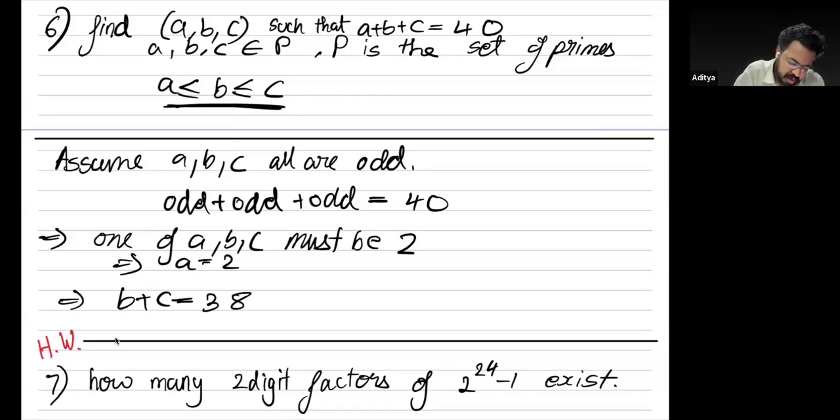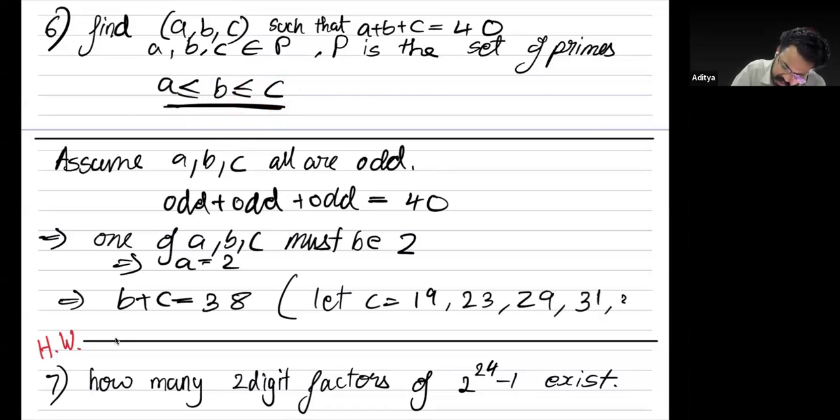And now since you have B less than or equal to C, you can just start with possibilities for C, where C is 19, 23, 29, 31, and not 33, 37. These are the only possibilities that I see for C being a prime number.